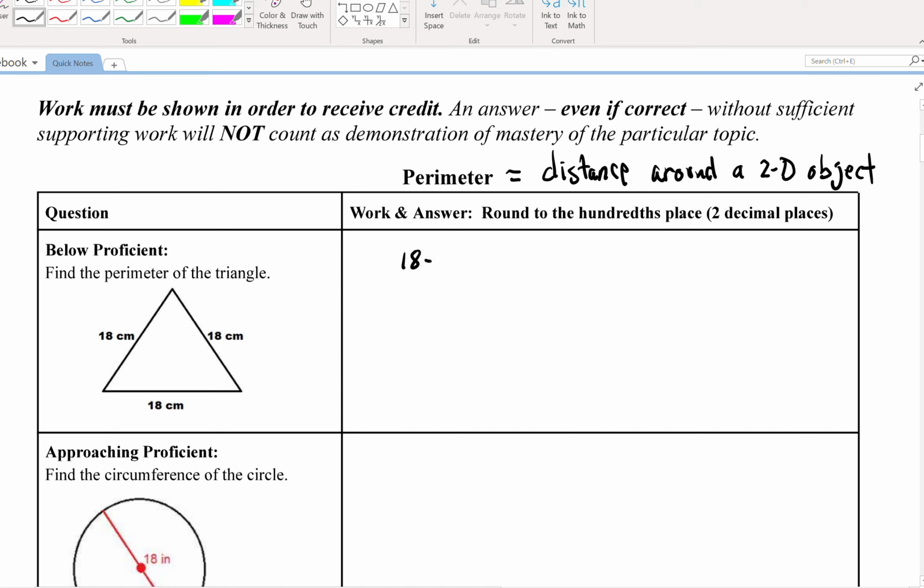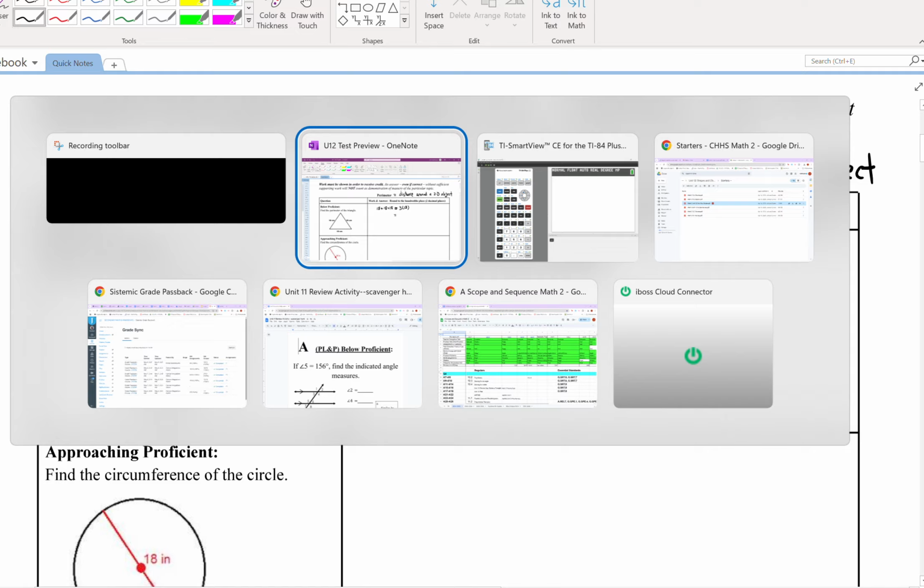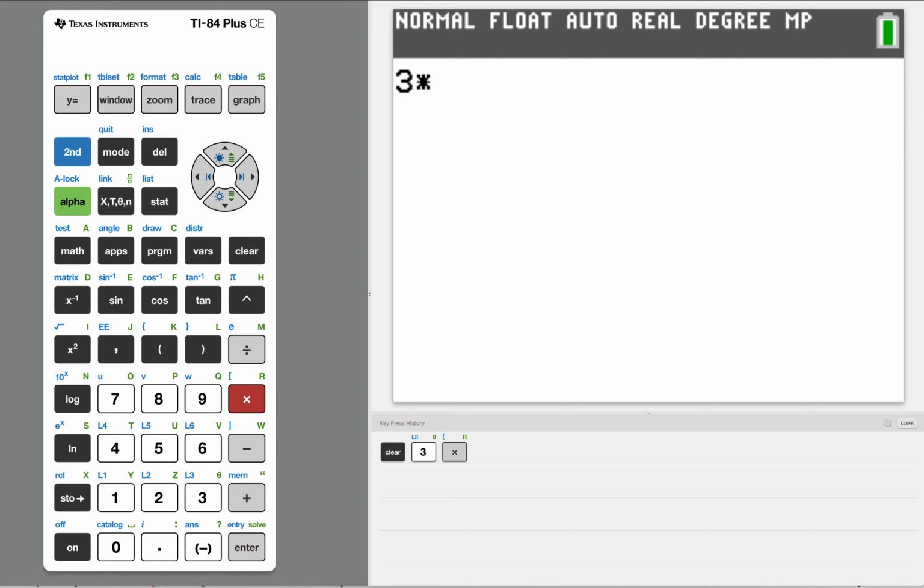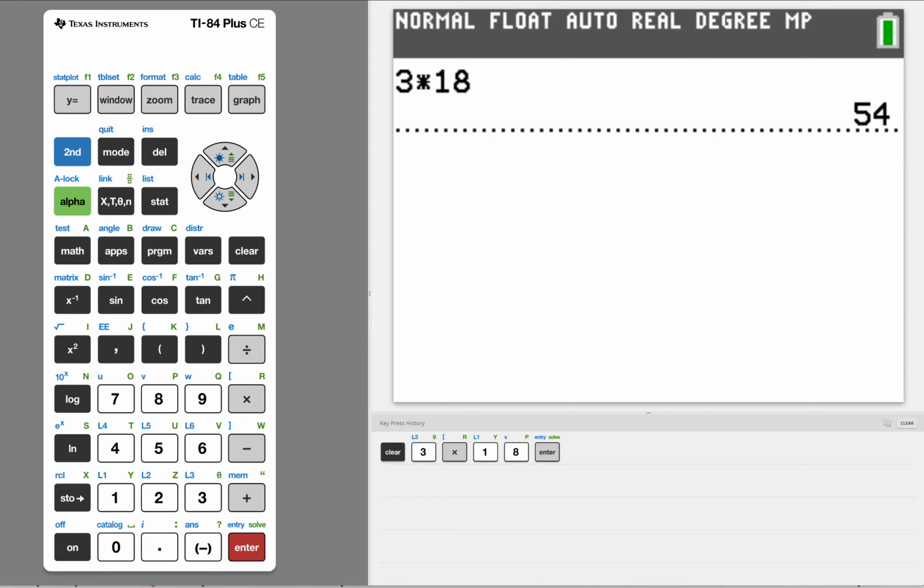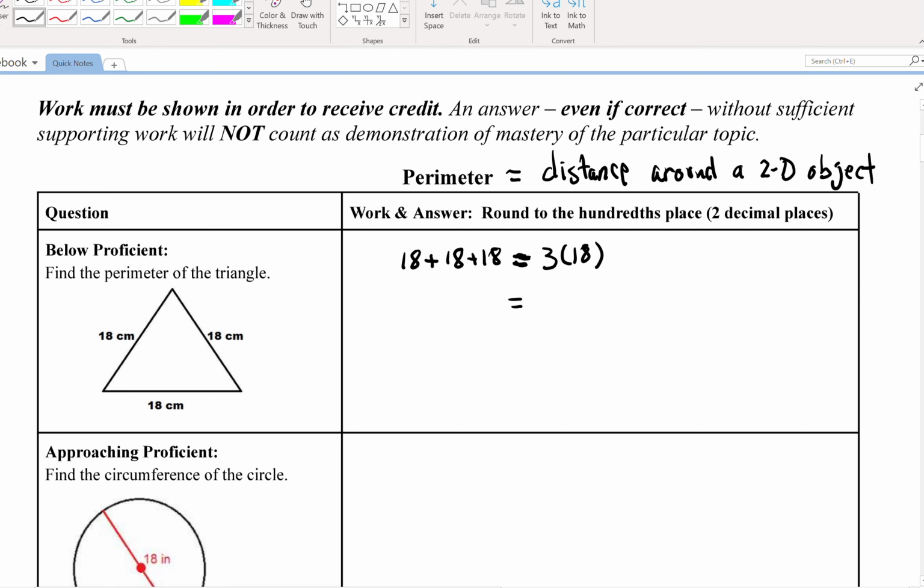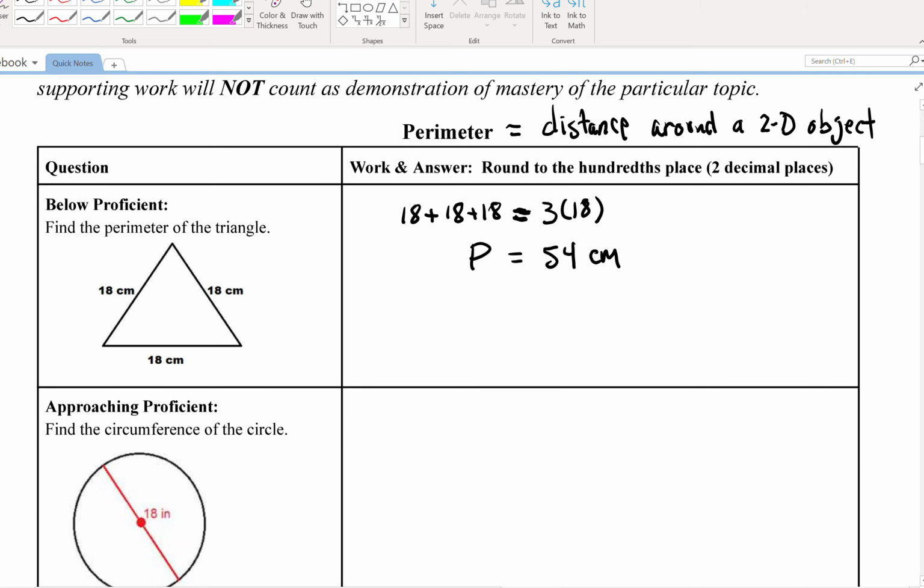So you just take 18 centimeters plus 18 centimeters plus 18 centimeters, or 3 times 18, because they're all the same. You can just multiply that by 3, and 3 times 18 would be 54. And so the perimeter in this case is 54 centimeters, and that's how long it is around this object.